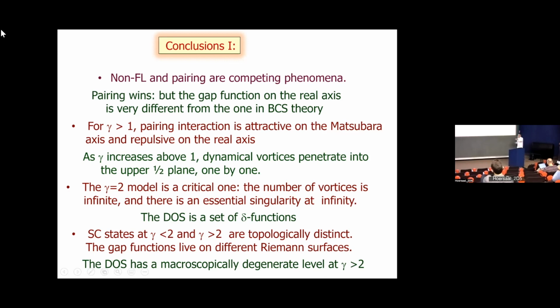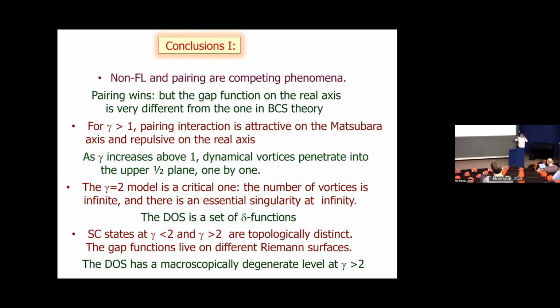Just like Abrikosov vortices penetrate into the system as you increase the field, here increasing gamma means the same as increasing the field in some sense. Vortices, only dynamical vortices, penetrate into the system. Their number increases. They form a one-dimensional array and create a density of states, which is a set of delta functions. There are 2 states for gamma smaller and larger than 2.